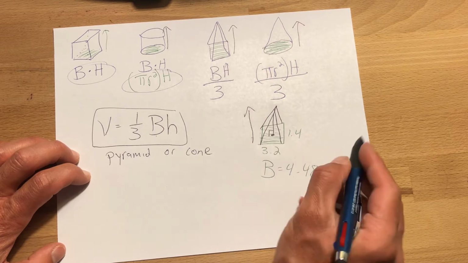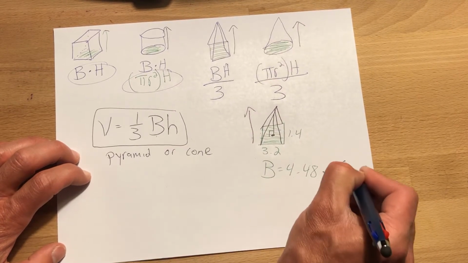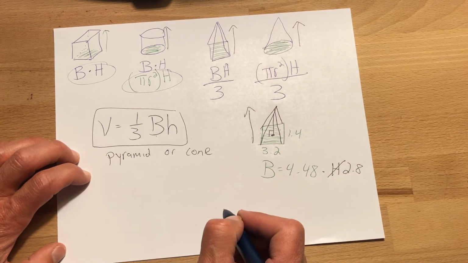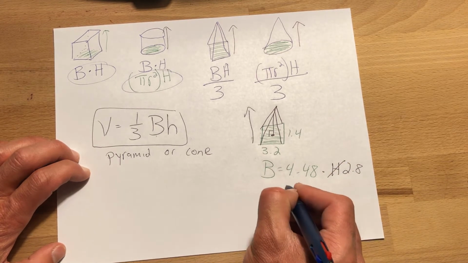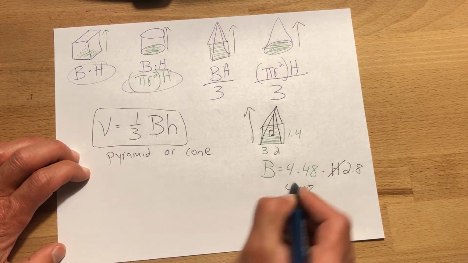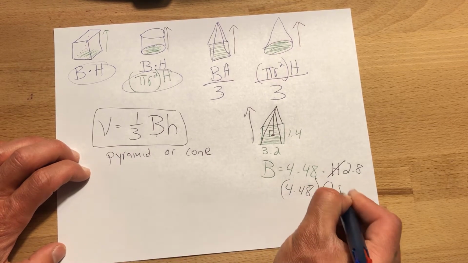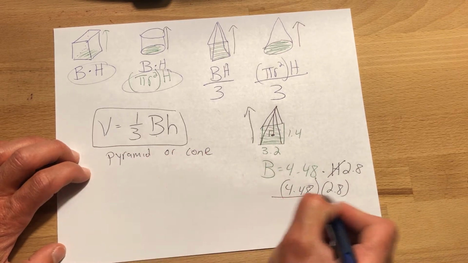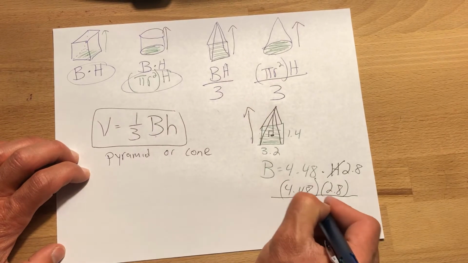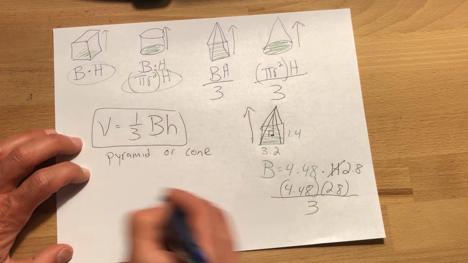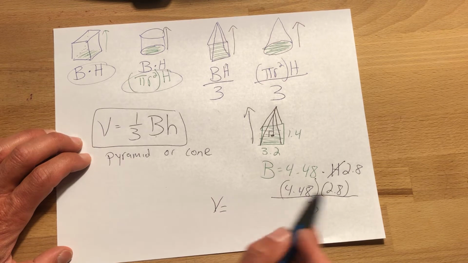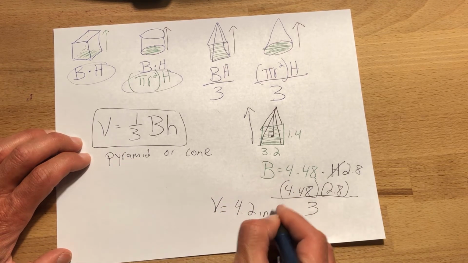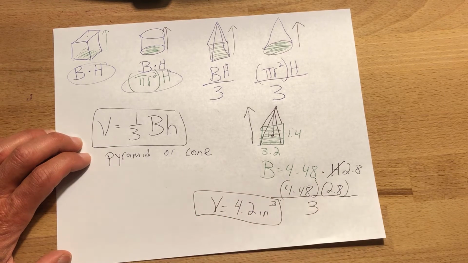This height is 2.8. So what we're going to do is we're going to go 4.48 times 2.8. But since this is a pyramid, we have to divide it by 3. See how I just put 3 right here? Divide it by 3, and then you get the volume. After you plug this in your calculator, it's going to get 4.2, and I believe this is inches. Remember, volume is always cubed.